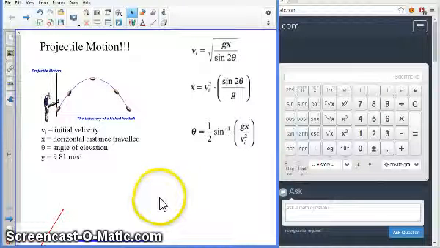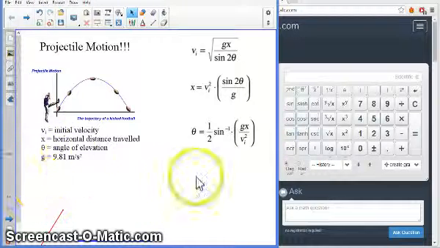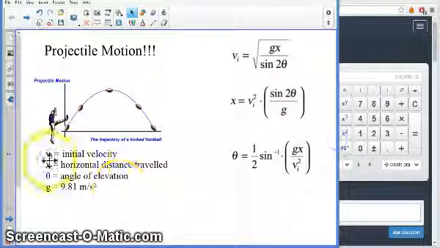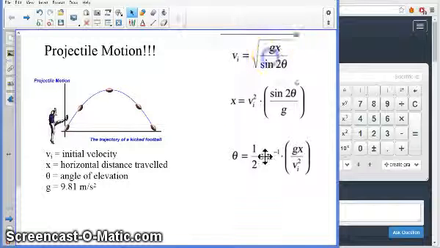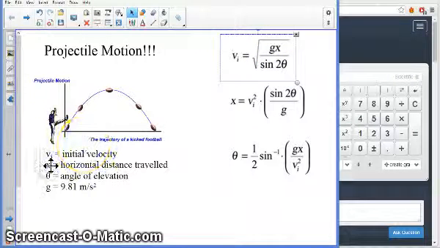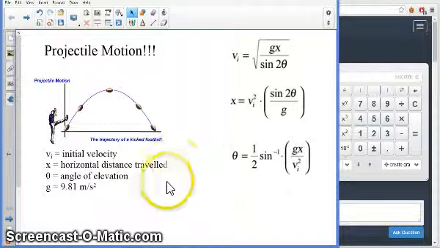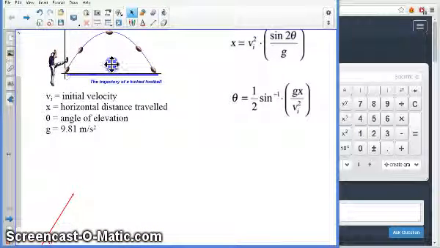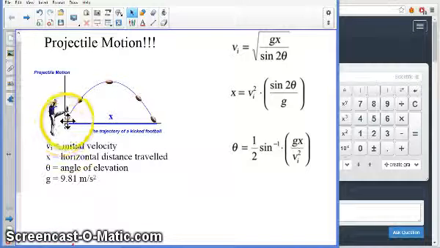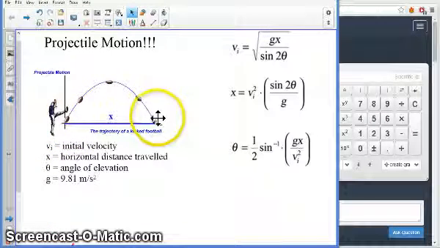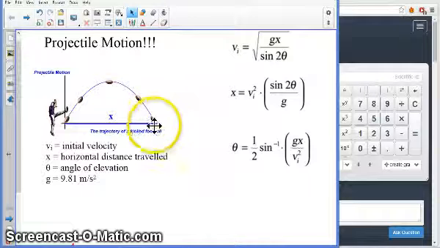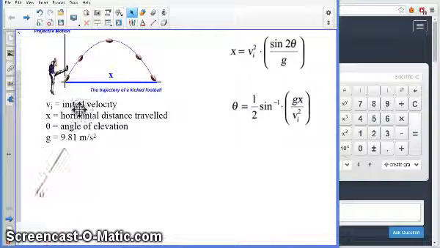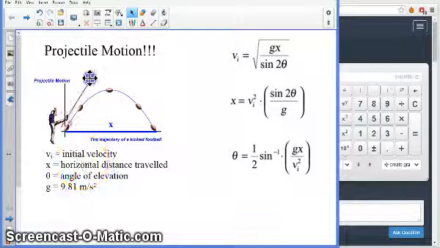Alright, so it's basically four quantities. One of them is a constant. VI is the initial velocity. Let me zoom in a little bit. VI is the initial velocity, and this is the formula you can use to find that. X is how far it travels horizontally. This is X right here, this distance, from the point it is shot, or kicked in this picture's case, to the point at which it lands. And then the angle of elevation is the theta that you see over here, and that is this angle right here.